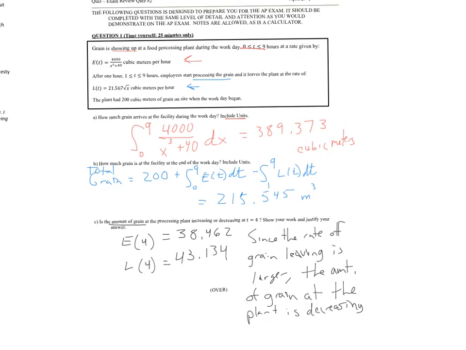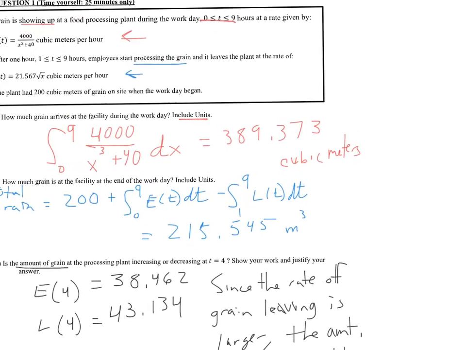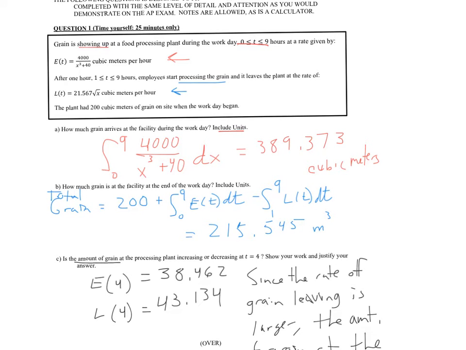For part B, they want to know the total amount of grain at the end of the workday. Now, this is a little different than maybe one that we looked at earlier because we have different times. If you notice, it says here that we only process from hour 1 to hour 9, but grain arrives from 0 to 9. So that's why we have different limits here. It's the integral from 0 to 9 for the amount of grain entering, but you'll notice here 1 to 9 for the amount leaving.